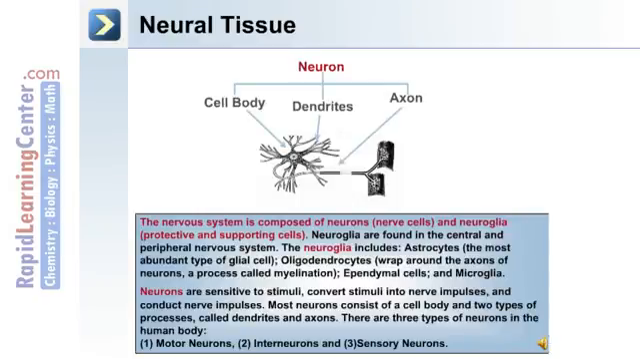As we mentioned, the nervous system is composed of neurons and neuroglia. Neuroglia are found in both the central and peripheral nervous system. The neuroglia include astrocytes, oligodendrocytes, ependymal cells, and microglia. Neurons, as depicted in this image, are sensitive to stimuli. They convert stimuli into nerve impulses and conduct them. Most neurons consist of a cell body or soma, dendrites which receive information, and an axon which transmits information from the cell body. There are three types of neurons in the human body: motor neurons, interneurons, and sensory neurons.